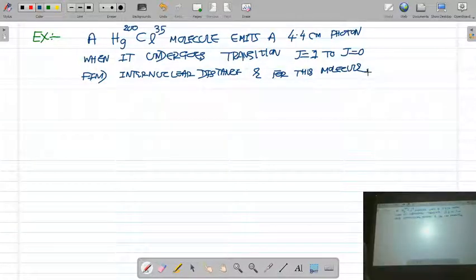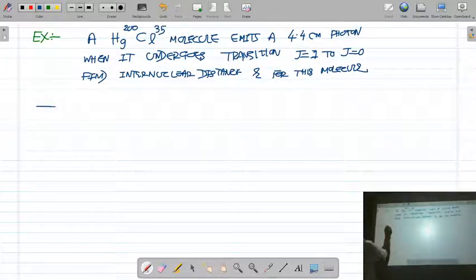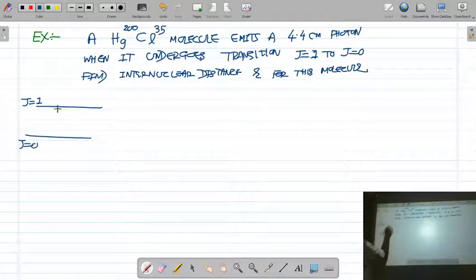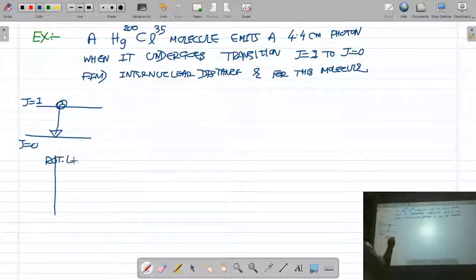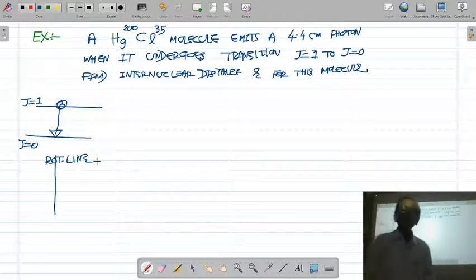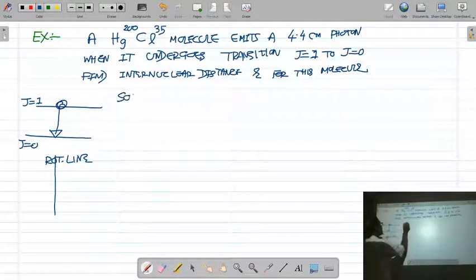This is the example that a mercury chloride Hg200Cl35 molecule undergoes a transition from J is equal to 1 level to J is equal to 0 level, and it emits a rotational line of wavelength 4.4 centimeter. Then you are asked to calculate the internuclear distance R for this molecule. Let us solve this example.